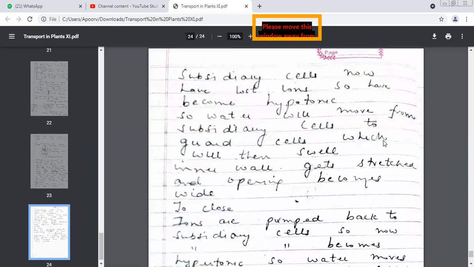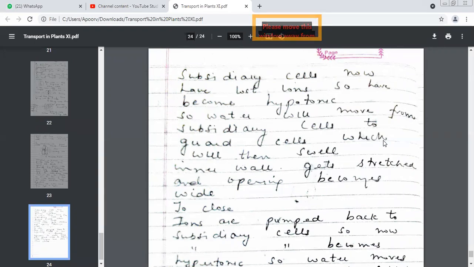Now what has happened? Poor subsidiary cells, they have lost the ions? Yes, ma'am. Where have the ions gone? Guard cells. Good. The subsidiary cells have lost the ions, they have already gone to the guard cells. So you've already told me that your subsidiary cells have become hypotonic. So water is moving from subsidiary cells to the guard cells.